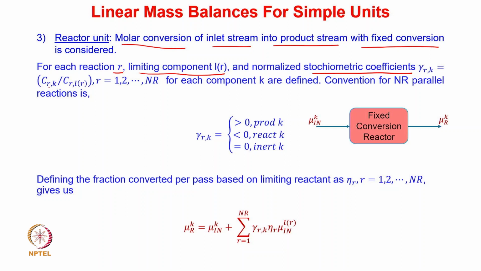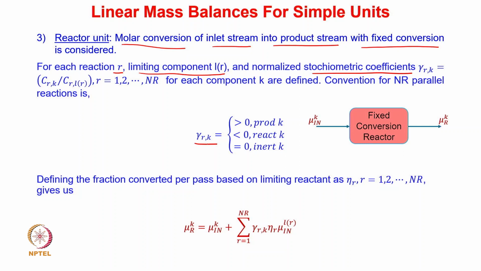So here, this is nothing but the stoichiometric coefficient of the kth component in the Rth reaction divided by the stoichiometric coefficient of the limiting component Lr in the Rth reaction, that gives us the gamma Rk. Once we calculate the gamma Rk for all the components, we can write down the mass balance. In this case, you can see that this normalized stoichiometric coefficient gamma Rk is a very interesting factor here.